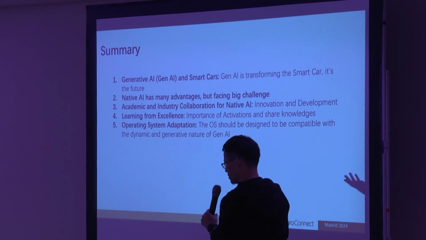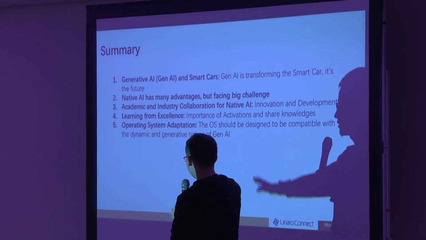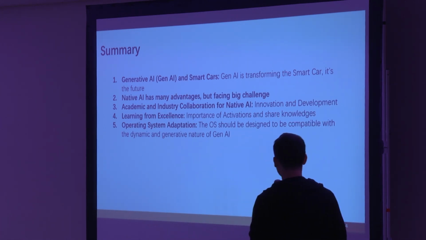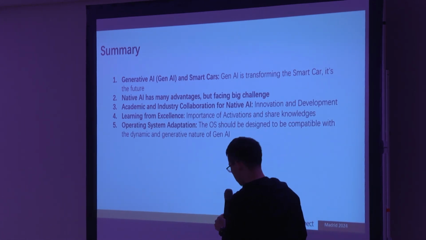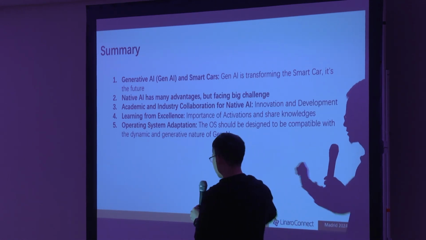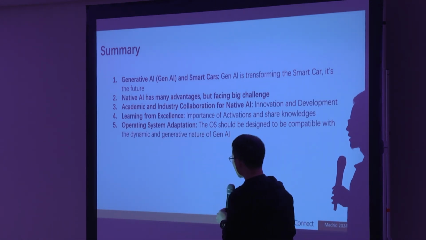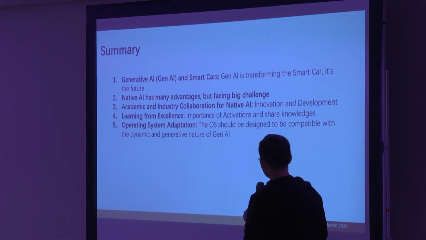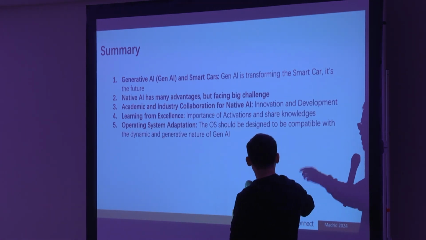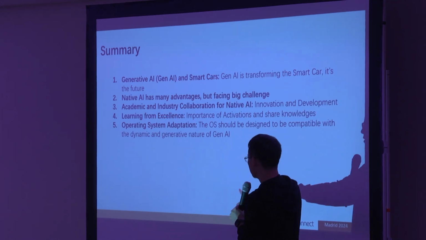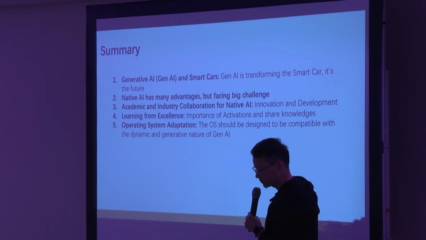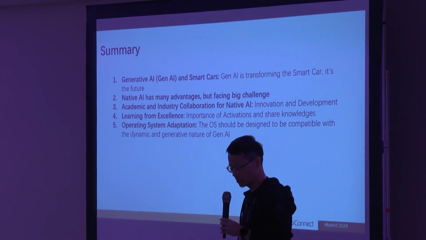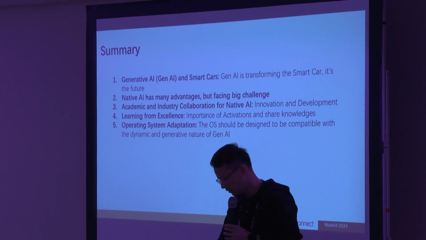We have innovation first, always innovation first. And four is learning from excellence. There are a lot of important activities, so we could share some knowledge. Together we will make general AI work for the smart car. And the last one, operating system adaptation. We need to design a new operating system that is compatible with the dynamic and generative nature of general AI. So it's totally different. We need to adapt to new architecture and new scenarios. Okay, it's very important.